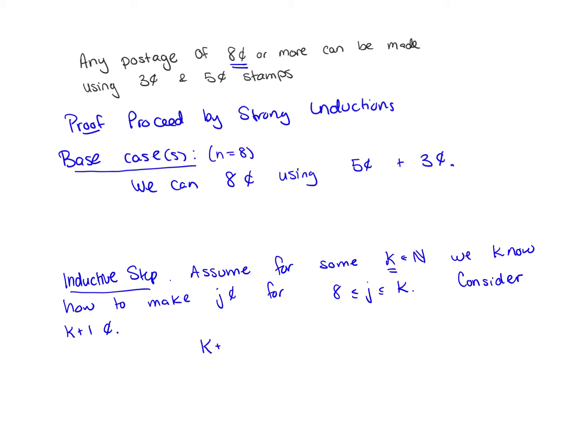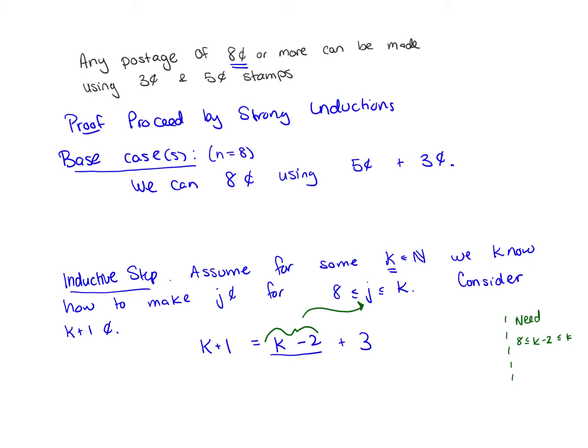So k plus 1, that's equal to something plus 3, because I know I want to pull off that 3 cents. So that's equal to k minus 2 plus 3. So as long as this k minus 2 is something that I know how to make, then I can say, oh, by the inductive hypothesis, I know how to make k minus 2 cents. So then I know how to do that. Right? So over here, I need to show that k minus 2, the number of cents I want to make, is between 8 and k.